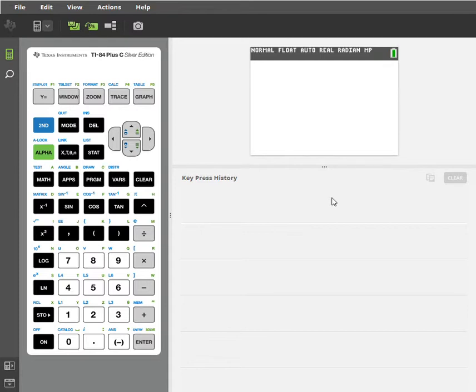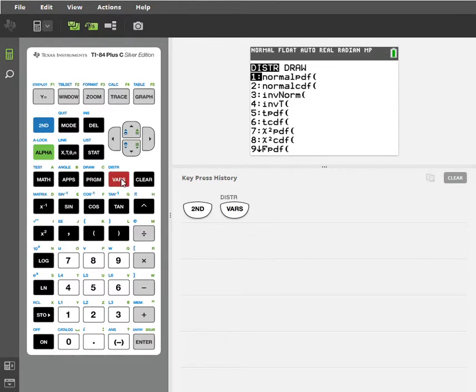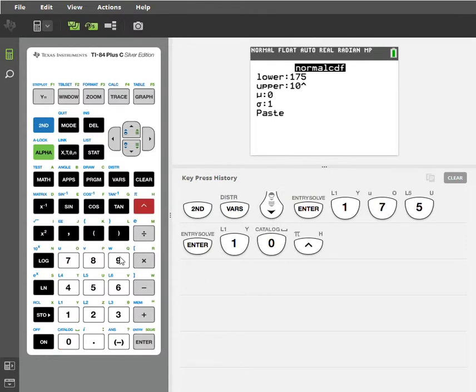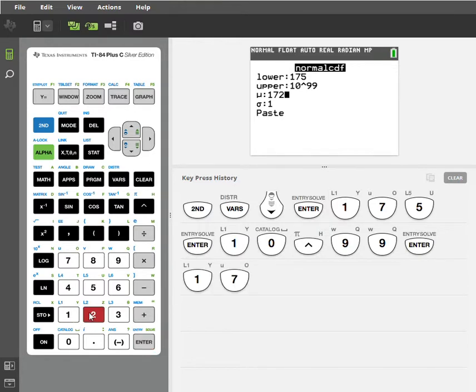So we're going to use our second VARS, normal CDF. So I'll scroll down to normal CDF, enter. Now we want to know the probability that this sample mean is 175 pounds or more. So we shaded in our graph and we put in 175 as our lower bound. Our upper bound, well, we want to go up forever because we say 175 pounds or more. The mean of our sample distribution is the same as the mean for the population, 172 pounds.